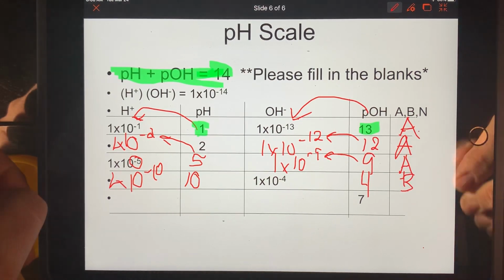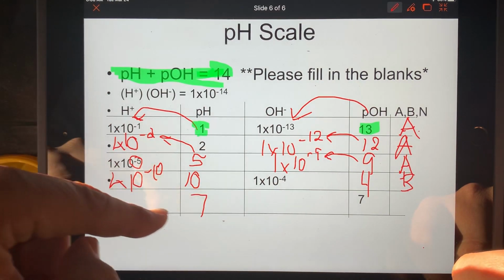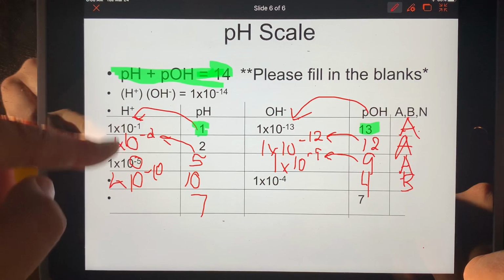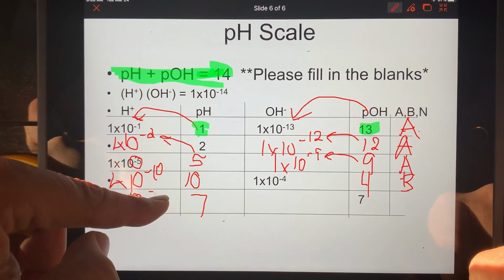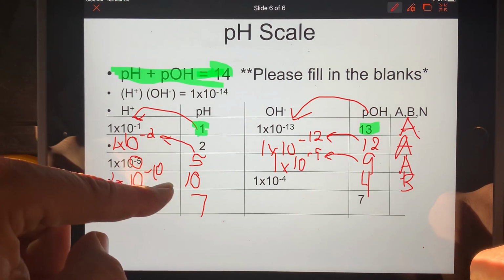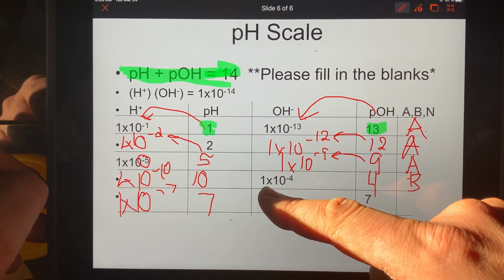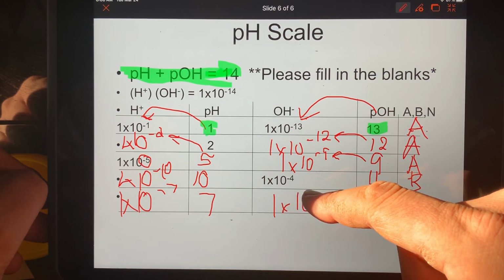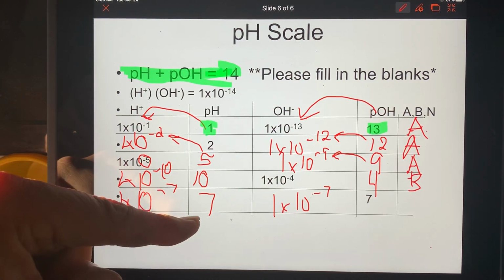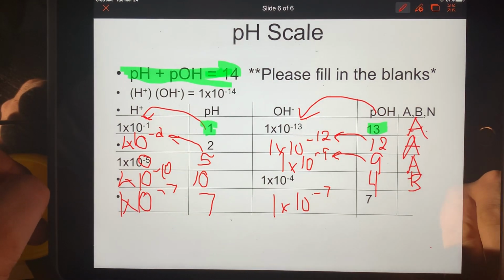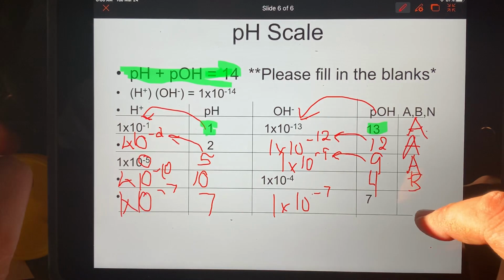Last but not least, if my pOH is 7, well, 7 plus what gives me 14? 7 plus 7. So if my pH is 7, what's my H plus going to be? 1 times 10 to the negative 7. Because whatever this number is, that number is. If this is 7, pOH, what's this OH concentration going to be? 1 times 10 to the negative 7. So what do we learn? If my pH is 7, that's a neutral solution. Salt and water. Yes, I know. So if my pH is 7, it's a neutral solution.